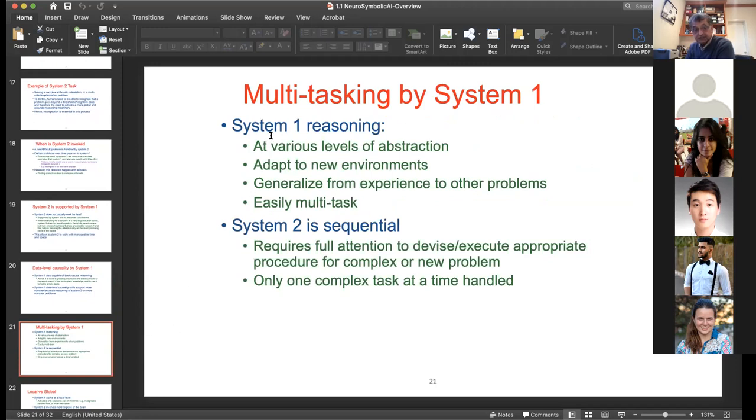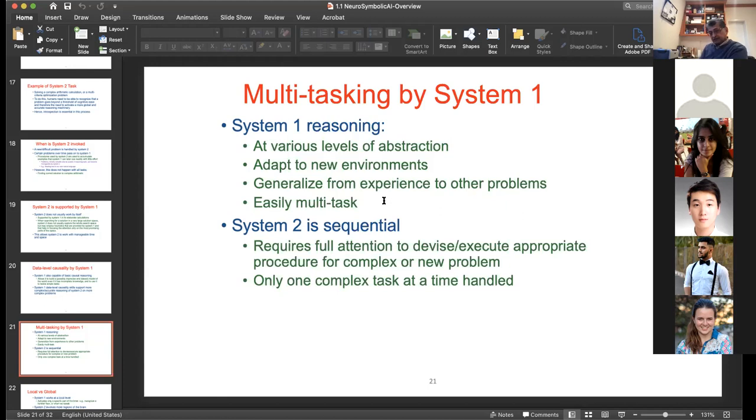Multitasking by system 1. System 1 reasoning at various levels of abstraction, right? That's what deep learning is all about, various levels of abstraction. Can be used to adapt to a new environment. Generalize from experience to other problems and easily multitask. So system 1 reasoning has all these advantages that we can learn in something. It's called transfer learning, right? We've got a chapter on transfer learning and deep learning. How can we go from one problem to another problem?